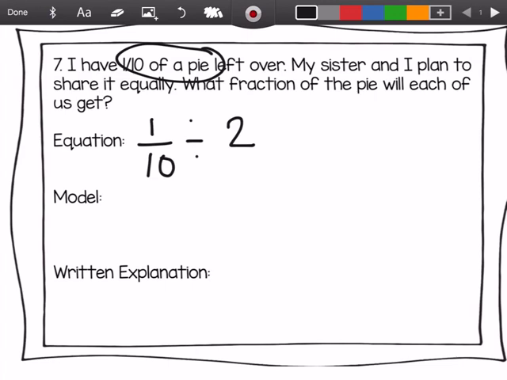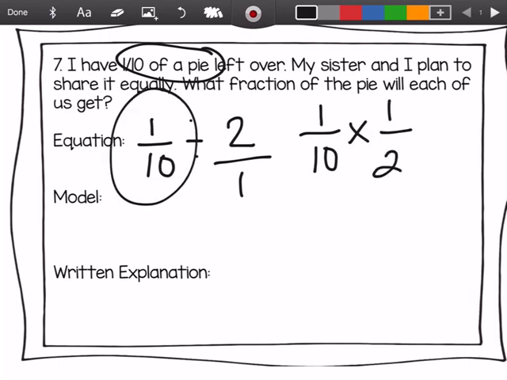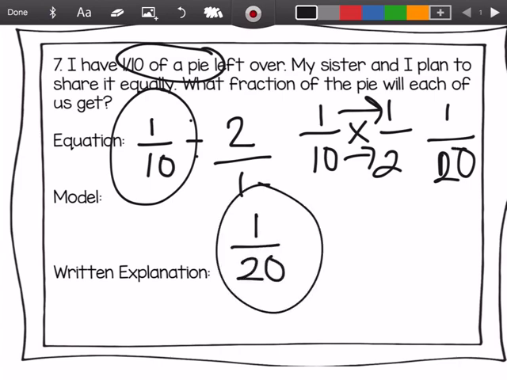There's my whole number, and we know how this is going to work. We're going to put a 1 underneath that so we can divide fractions by fractions. I'm going to take the shortcut, and I'm going to multiply by the reciprocal of 2/1. Started with a fraction. Am I going to end up with a fraction? Well, 1 times 1 is 1. 10 times 2 is 20. My answer is each person will get 1/20 of the pie.